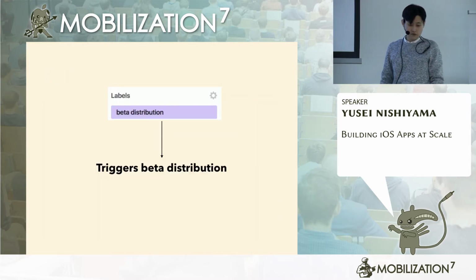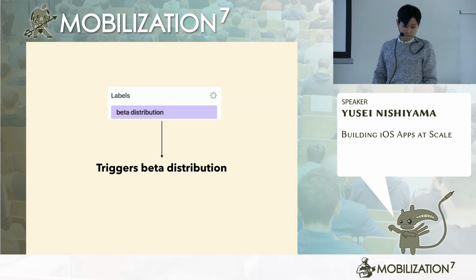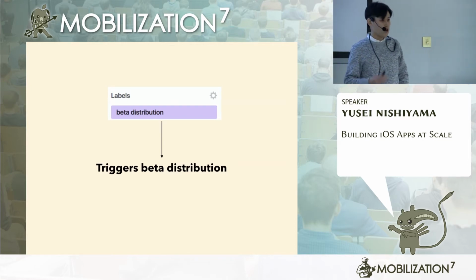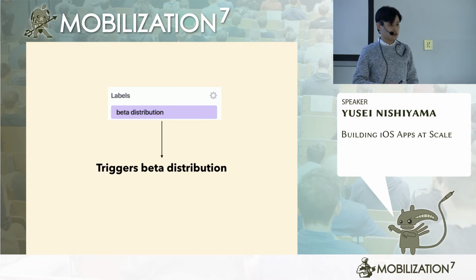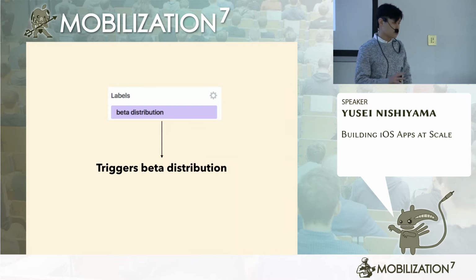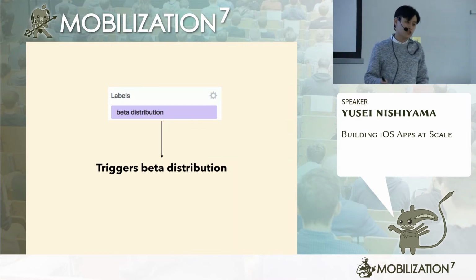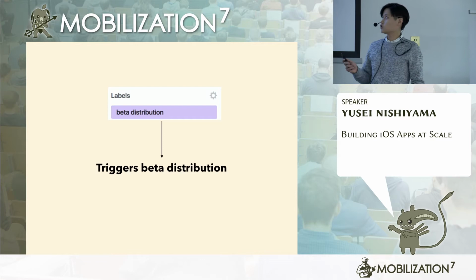Our CI server also automatically builds the app and distributes it to testers for every push to GitHub. But there are some changes you may not want to distribute to testers, for instance, updates of documentation. It just wastes CI resources. So we decided to distribute a beta version only when a pull request is labeled as beta distribution.